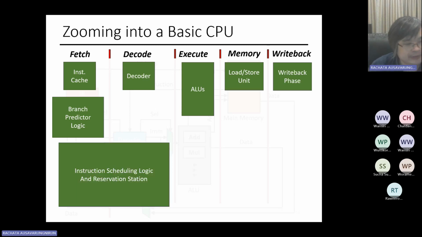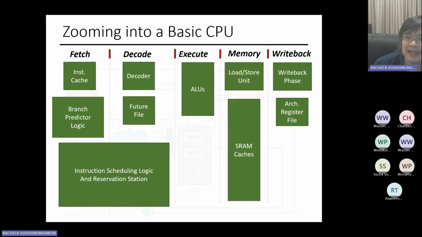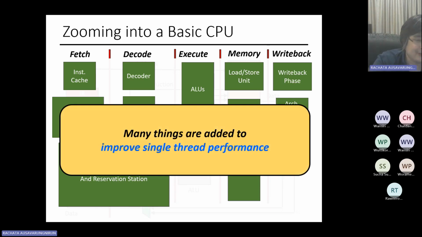You have the instruction scheduling logic to make sure it can run as fast as possible. You have the future file, you have the SRAM cache, you have the architectural register file. These things we will eventually learn, all right? We're going to learn these components and see why they make your computer fast. So the overall goal of having these components is to make sure that we have really high single thread performance. I can do one thing really, really quickly. All right, so that's the basis of the CPU design.